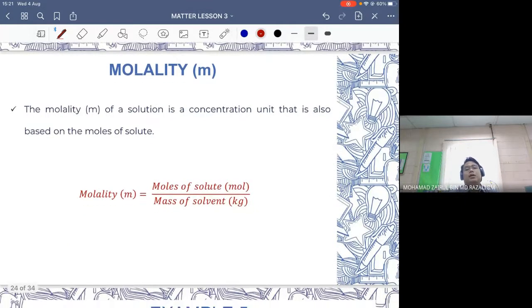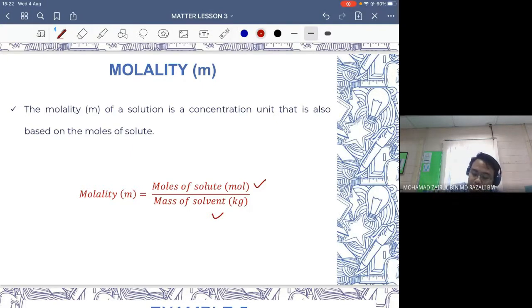Okay, just now we learn about molarity. Molarity is mole of solute over volume of solution. And then we have molality. The molality is the mole of solute over mass of solvent. Bukan mass of solution, mass of solvent. Itu beza. Sebab tu that's why awal-awal tadi saya terangkan what is the difference between solute and solvent. Solute and solvent is different thing.